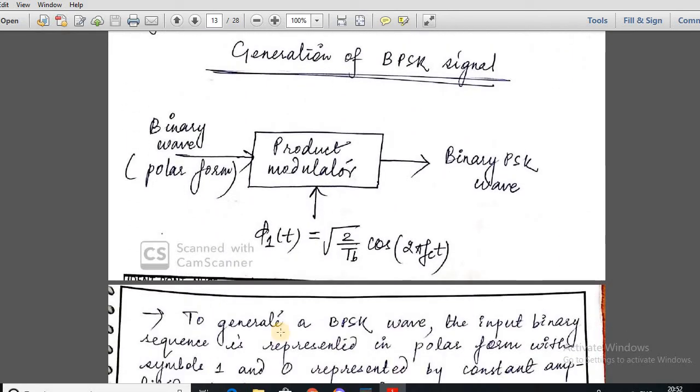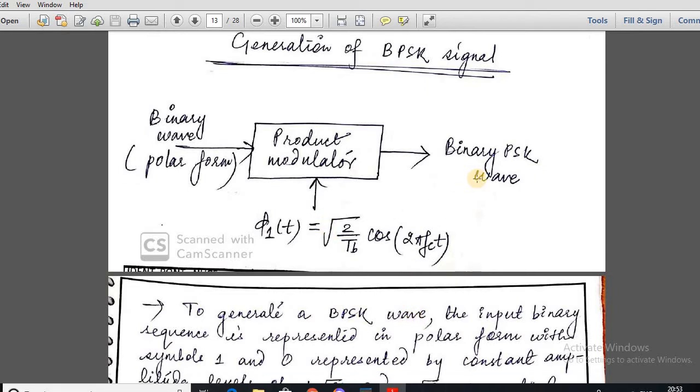Coming to generation of BPSK, it is very simple. We have a product modulator. We have an input waveform in polar form. You know what a polar form is? When binary 1 is represented by positive magnitude and 0 is represented by negative polarity amplitude, then it's called a polar format. That gets multiplied with phi 1 of t, and what is available is a BPSK signal.